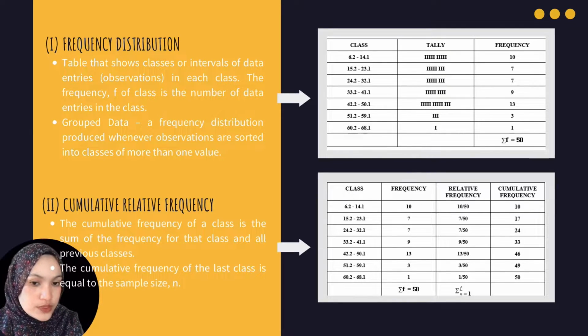As we all know, there are 3 types of table that can be used to describe the data, which are frequency distributions, cumulative frequency distributions, and relative frequency distributions. But in our group assignment, we only need to choose 2 types of table, which are frequency distributions and cumulative frequency distributions, as you can see in our slide.